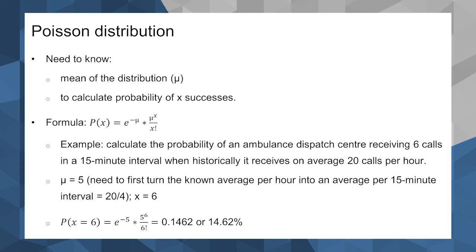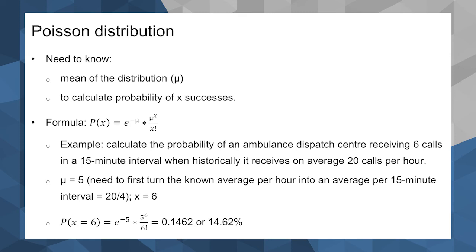Now, obviously, for the mean, we need past information that allows us to calculate that mean, or we need expertise to estimate that mean based on similar occurrences, similar variables that we are aware of. So in this case, as I said, all we need is the mean of the distribution, which is represented by mu, and from there we can calculate the number of successes.